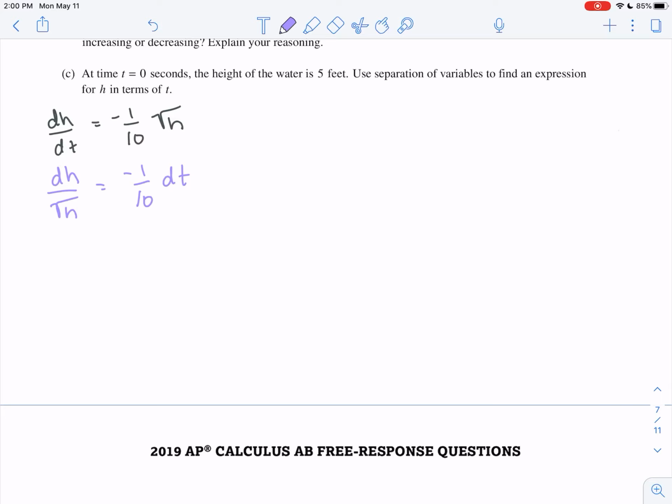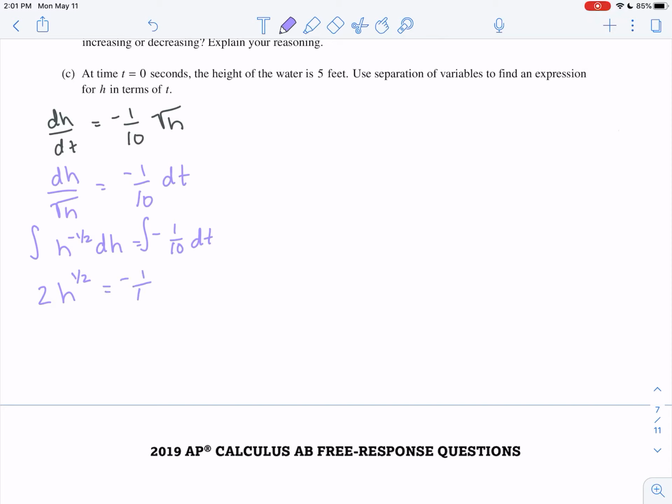Step 2 is going to be integrate, but before I do that, I am going to rewrite the left-hand side as h to the negative 1/2 dh. Now let's go ahead and integrate both sides. So for the left-hand side, let's bump the power up by 1, so that'll be positive 1/2. Now I want to divide by 1/2, which is the same as multiplying by 2. So there's the antiderivative for the left-hand side.